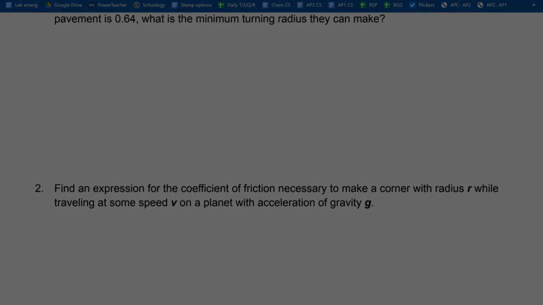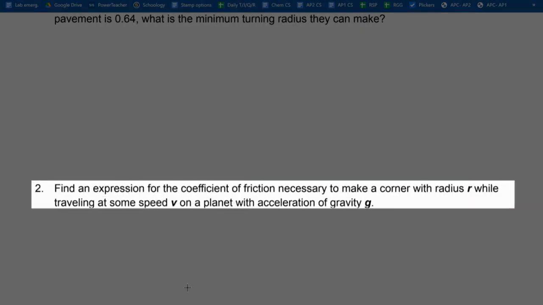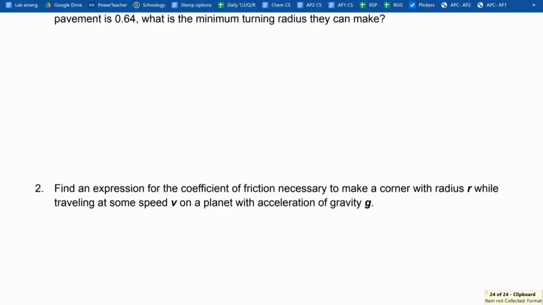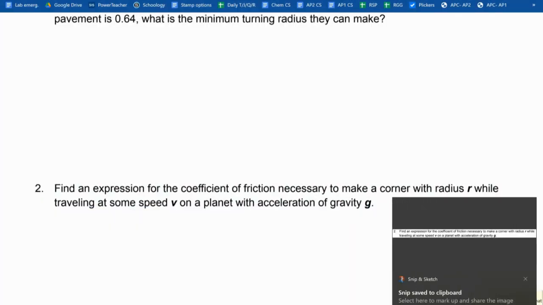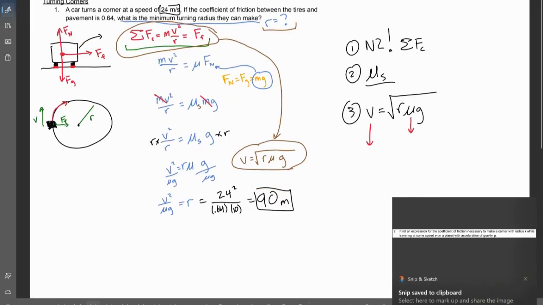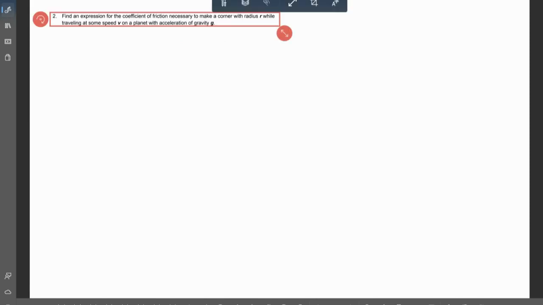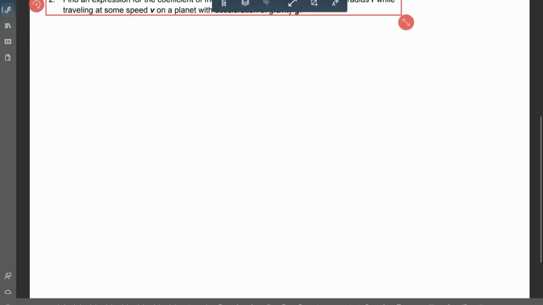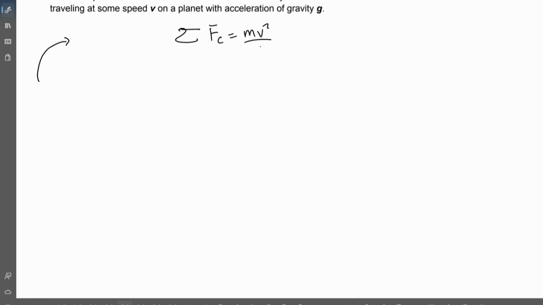All right. Find an expression for the coefficient of friction necessary to make a corner with radius r, traveling at some speed v on a planet with some acceleration of gravity g. Okay, this is actually going to be fairly straightforward for us based on the last problem we just did. Okay, so we know that when cars turn a corner, we're going to treat it like a circle. So the sum of the forces toward the center is mv squared over r. But what's the only thing turning it toward the center? Friction.